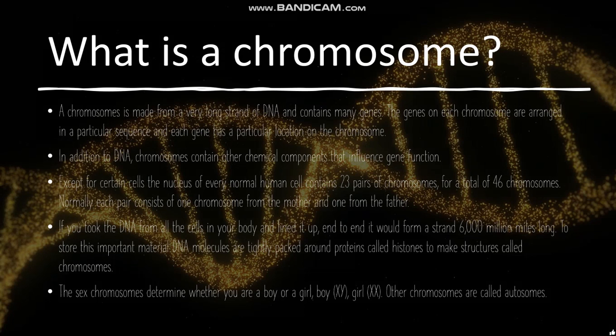What is a chromosome? A chromosome is made up of a very long strand of DNA and contains many genes. The genes on chromosomes are arranged in a particular sequence, and each gene has a particular location on the chromosome. In addition to DNA, chromosomes contain other chemical components that influence gene function. Except for certain cells, the nucleus of every normal human contains 23 pairs of chromosomes for a total of 46 chromosomes. Normally, each pair consists of one chromosome from the mother and one from the father.